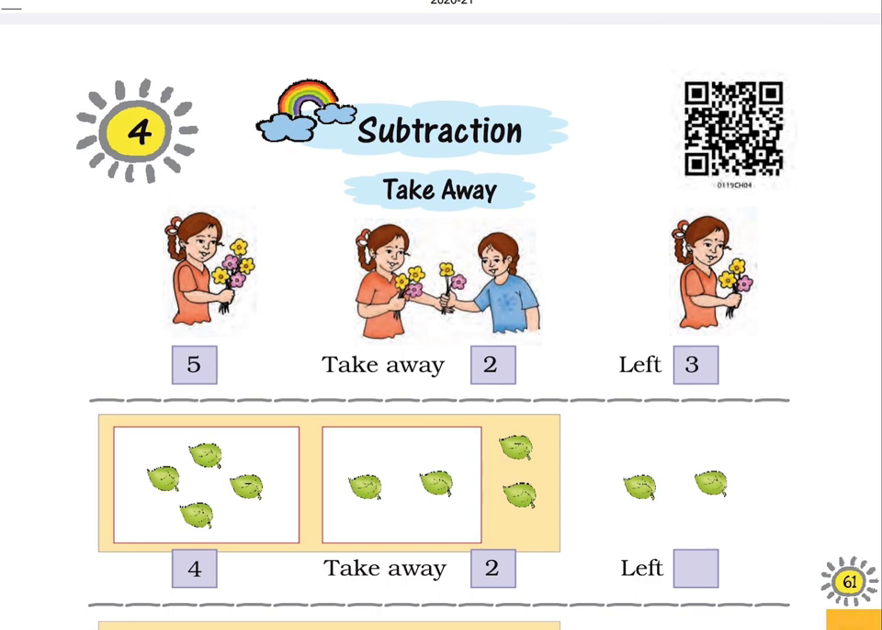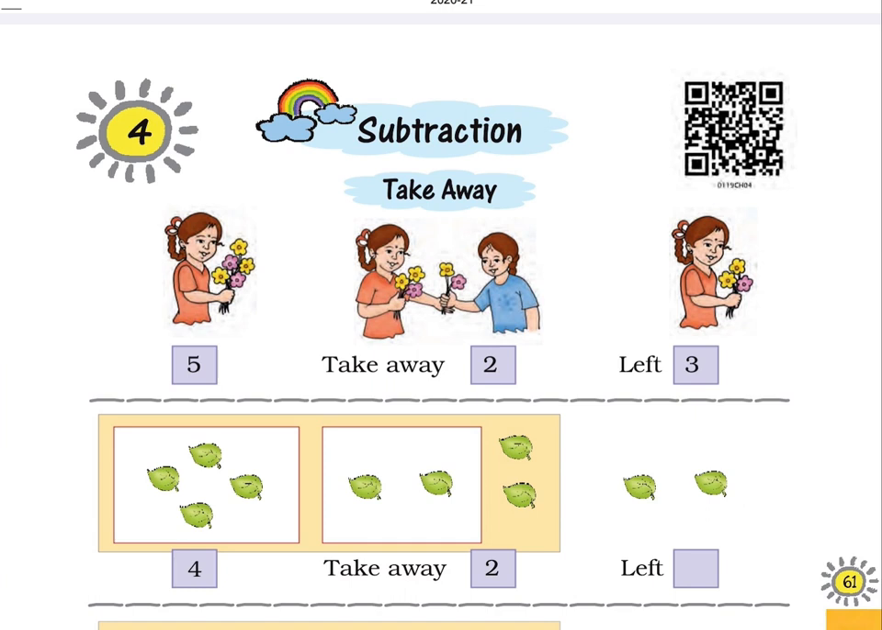Part 1, Picture 1, shows a girl standing with 5 flowers. Number 5 is written in a box below the picture. Picture 2 shows another girl taking away 2 flowers from her. Number 2 is written in a box below this picture.